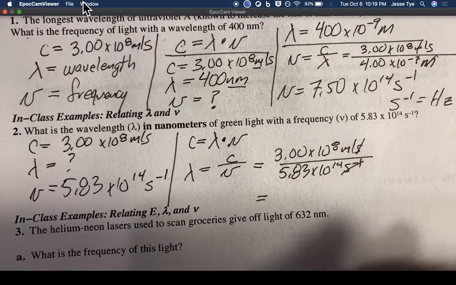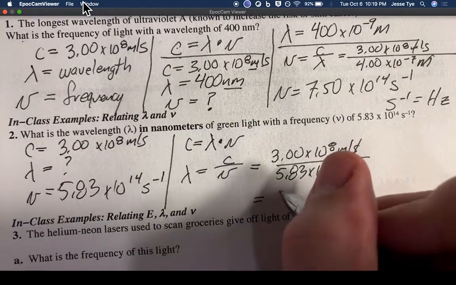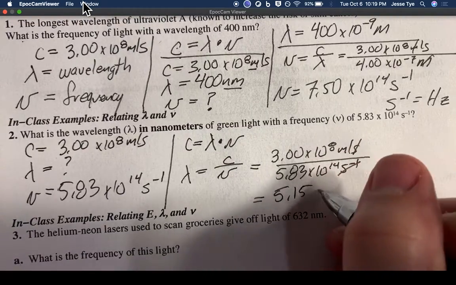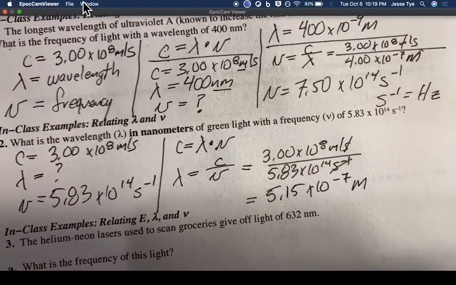And what we get out of here is a length unit, which is what we need. It's a wavelength, so we need to get a proper unit of length. We get a meter out of this. Okay, and what I end up getting for this is 5.15 times 10 to the minus 7 meters.